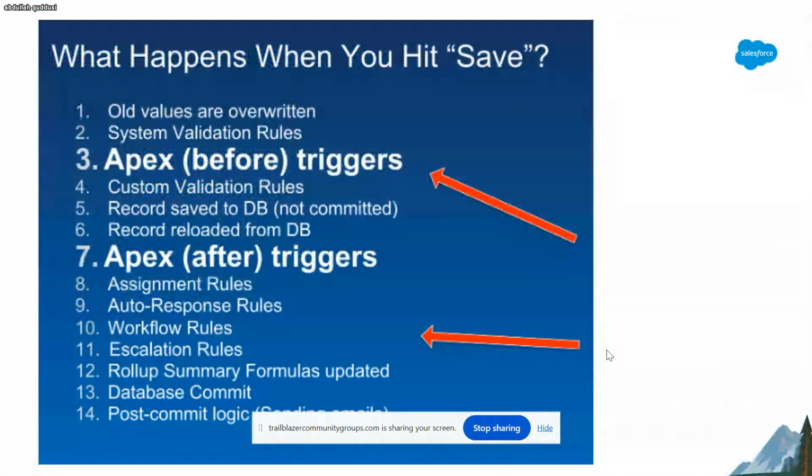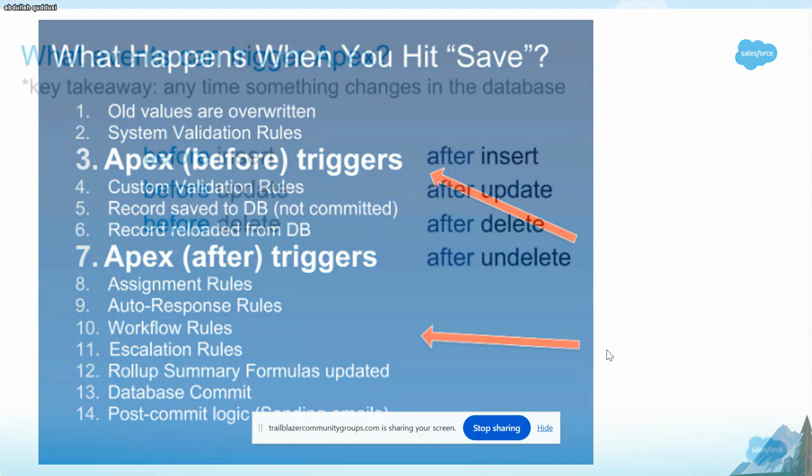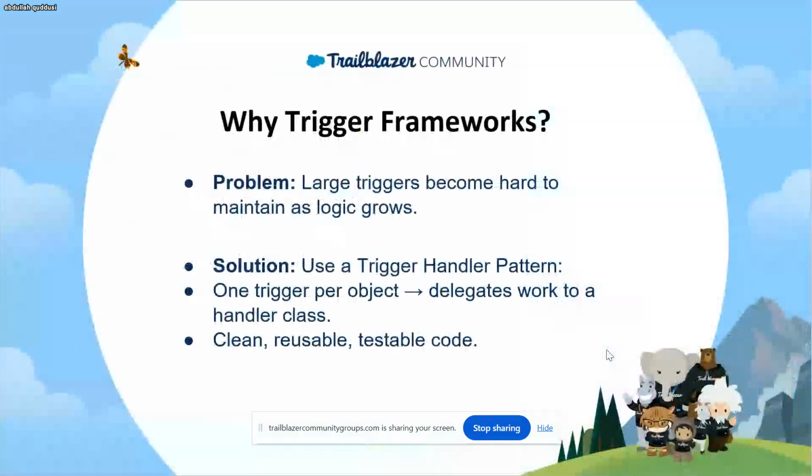Old values, system validation rules, Apex before triggers, custom validation rules, record save. This is just a bird's eye view, because this is the core of our development. Whatever development we do in Salesforce, if someone doesn't have knowledge of the importance of order of execution, it is, in my opinion, the most basic thing to know. So let's move forward.